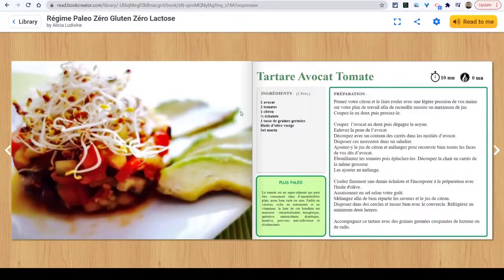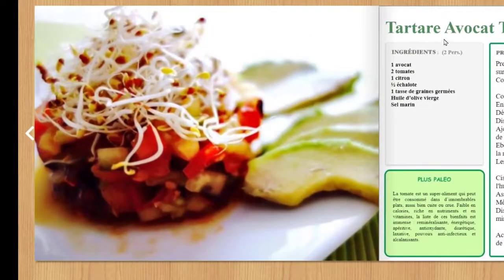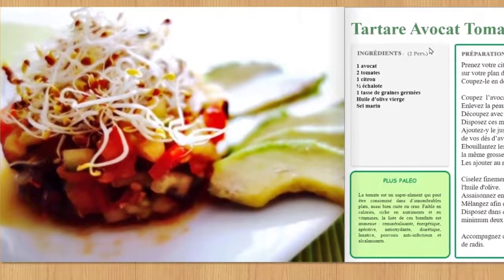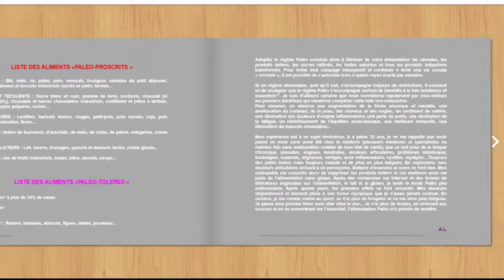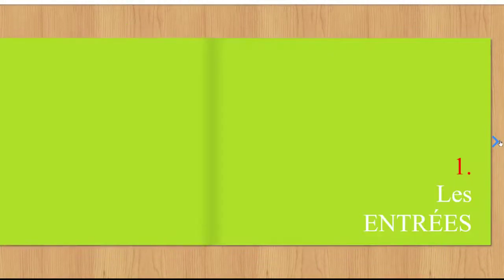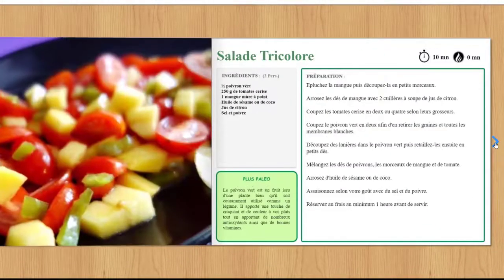And finally, high school level work. This is a recipe book for paleo diets. And you can see that they've got more sophisticated styling and layout and so on. Of course, this is in French, but yeah. So these books can run the gamut from elementary to more professional level.